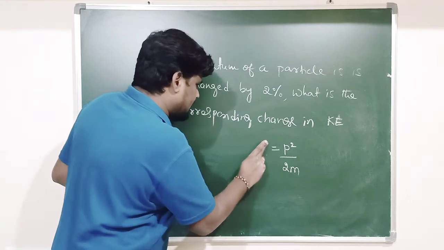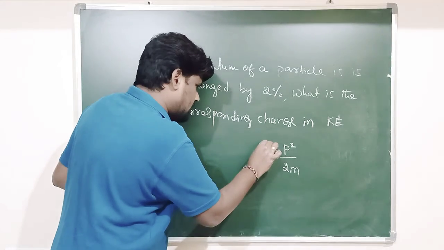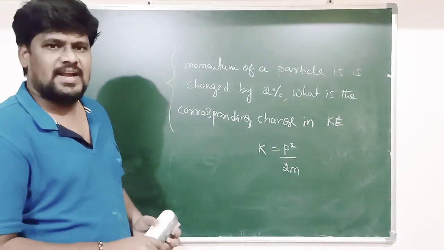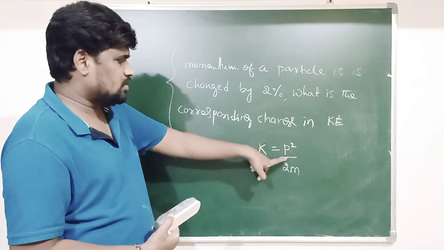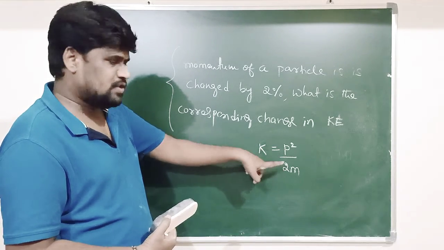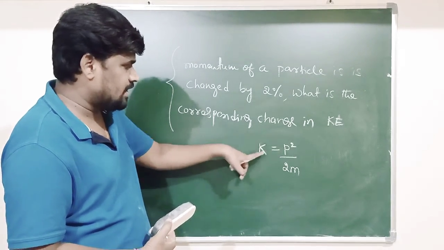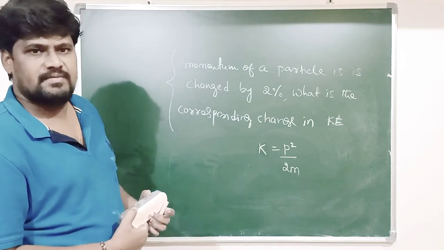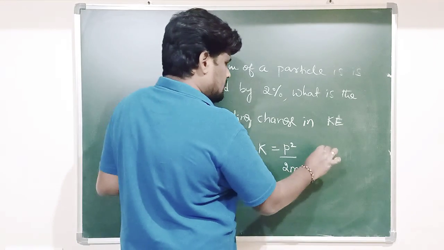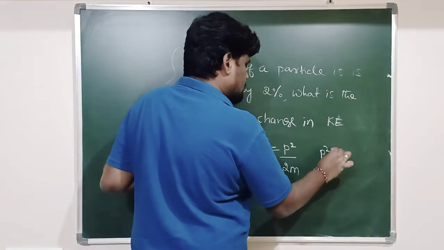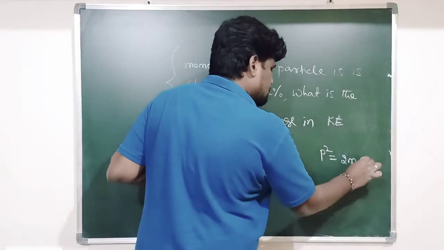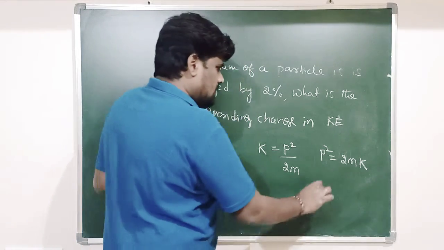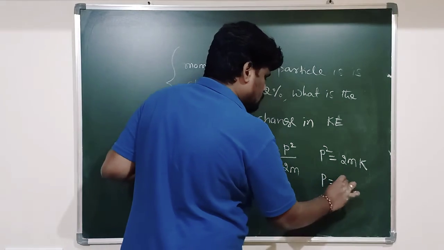Therefore the same formula can be written, instead of E, I will write it as K. What is K here? Kinetic energy of a particle is equal to P square divided by 2m. This formula is used to calculate the kinetic energy when the momentum is given. Same formula, that is P square is equal to 2mK. P square is equal to 2mK. This implies P is equal to what?